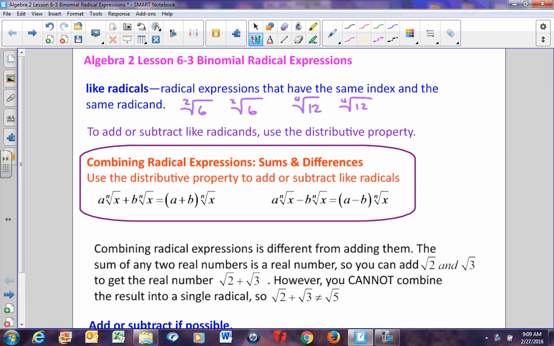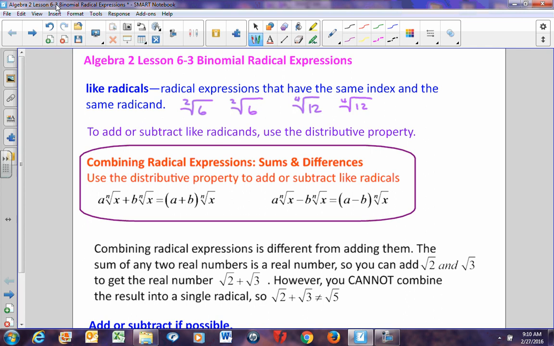Now, to add or subtract like radicals, you're going to use the distributive property. So if I have a nth root of x plus b nth root of x, I'm basically going to add a and b and have them times the nth root of x, and it's the same for subtraction. So combining radical expressions is different from adding them.